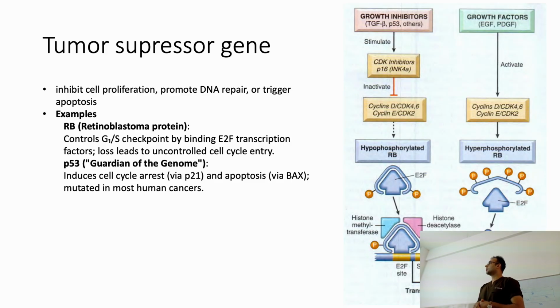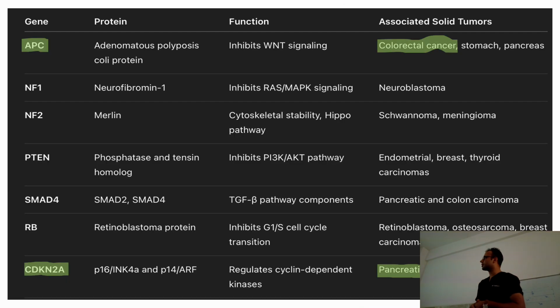So now the tumor suppressor gene. As I said, RB and P53 are the core gatekeeper genes. They help in inhibiting cell proliferation, promoting DNA repair, and triggering apoptosis. I explained that RB controls the G1/S checkpoint by binding the E2F transcription factors. So basically, if the tumor suppressor genes are silenced, or hyperphosphorylated, they will not be able to check the cell cycle, and the cell will keep on proliferating. This is the core concept.